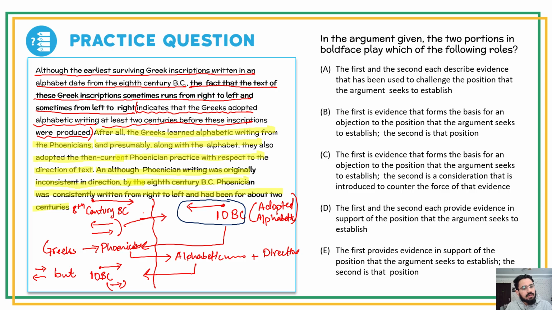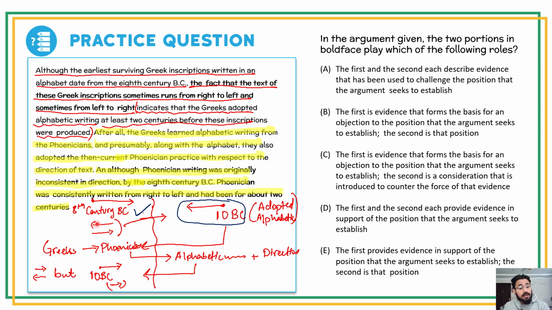And the author is saying that the earliest surviving Greek inscriptions that have been found are from the 8th century BC, and they're inconsistent. And then we know that they adopted alphabetic writing from the Phoenicians. The Phoenicians got consistent somewhere in probably the 10th century BC, and they were consistent afterwards.